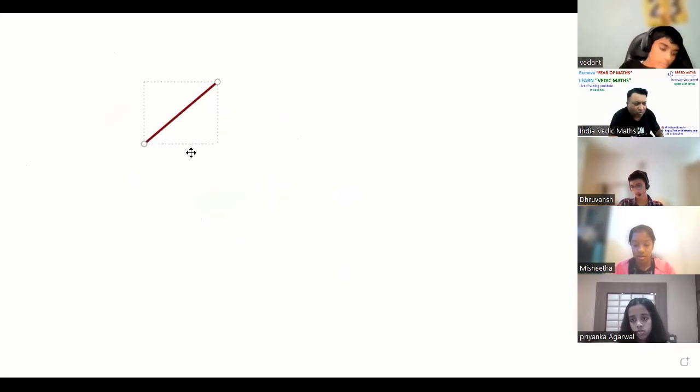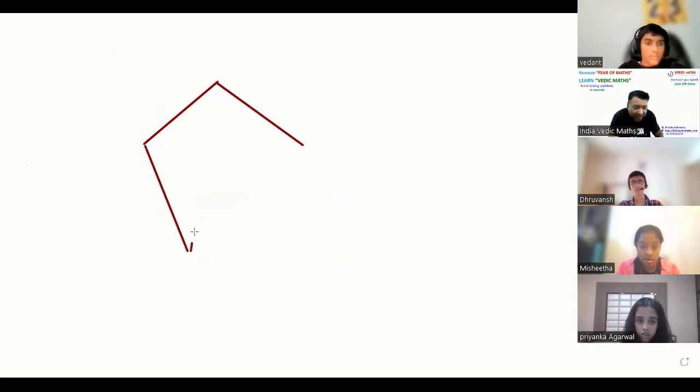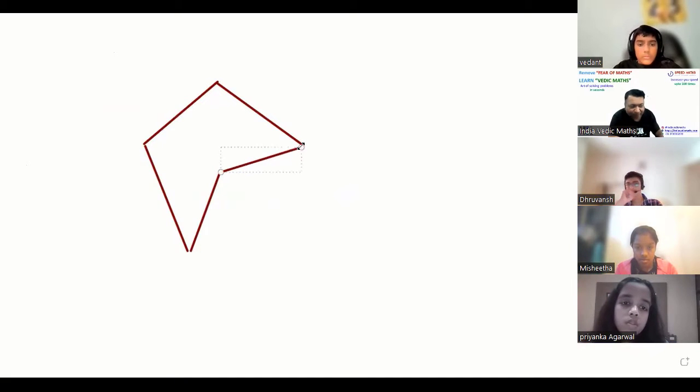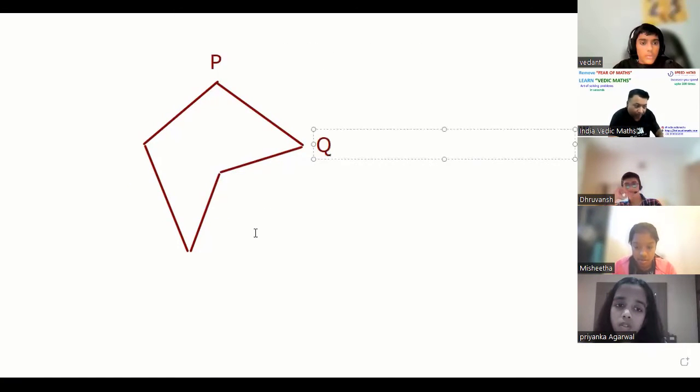So now, I'll draw one more polygon. I want everyone to tell me at least 5 names. At least 5 correct names, okay? Let's see how many. Is this a polygon or not? Which polygon is it? Concave or convex? It's a pentagon, and it's concave, right?